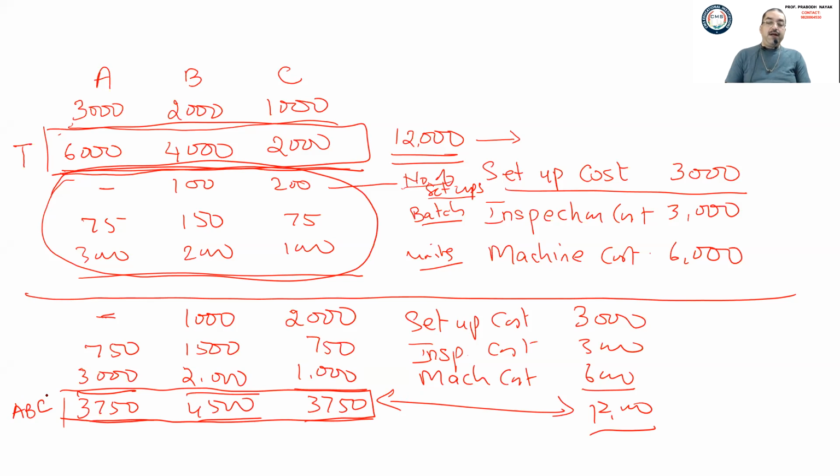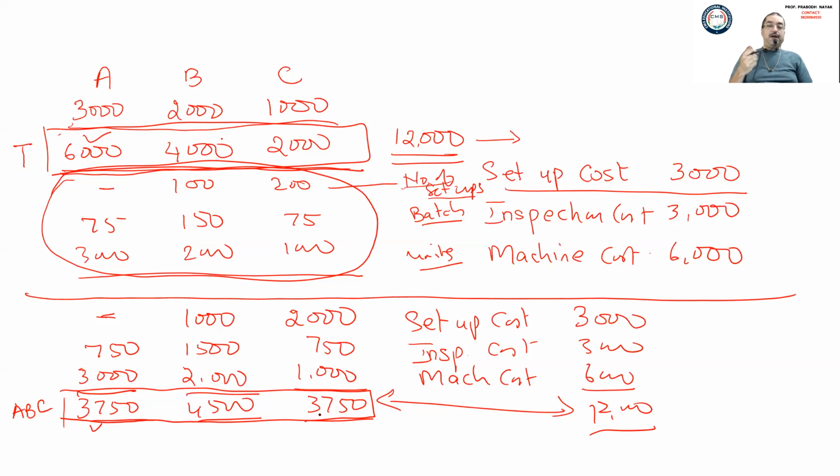So you find that A has been shown more over here, 6,000, whereas actually it should have been allocated only 3,000. B has been shown here as 4,000, but actually it is 4,500. That means B is under costing. C we are showing 2,000, but actually it should have been 3,750. That means even for C, that is under costing. Whereas for A, it is over costing.